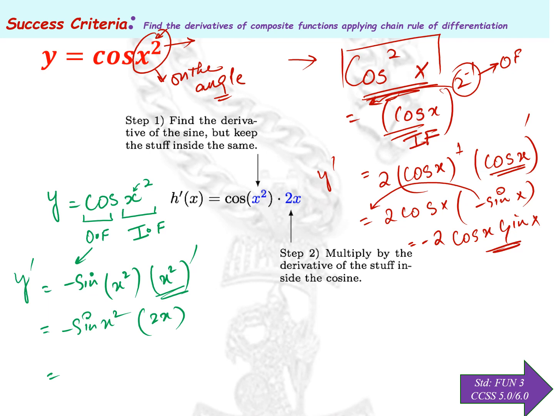Arrange it. First of all we write the sign, then the number, then the variable, and then the sine and cosine functions. Remember that this x squared cannot be multiplied by this 2x. Why? The reason is that this x squared is the angle and this 2x is a number and a variable.